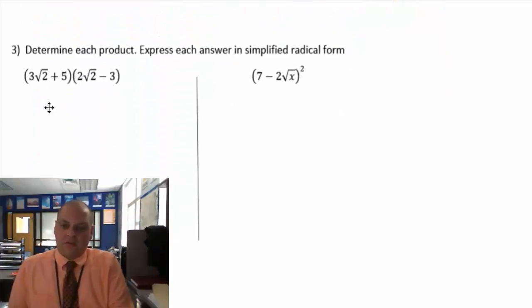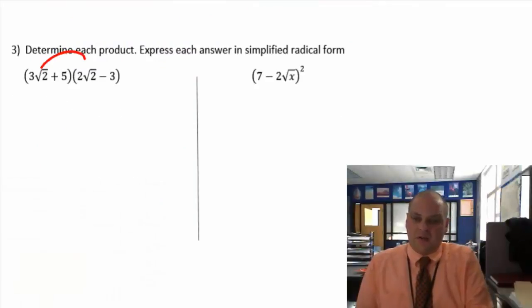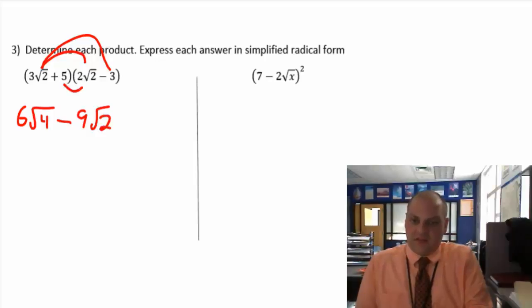Determine the product. Okay, so remember, it might help you to do the tabular method here. Otherwise, I'm just going to do the distributive. So that's going to be 6 radical 4. And then this to here is going to be minus 9 radical 2. And then this to here is going to be plus 10 radical 2. And then this to here is minus 15.